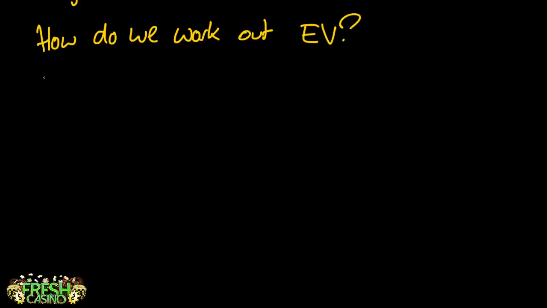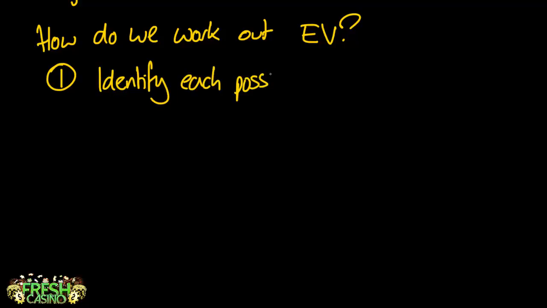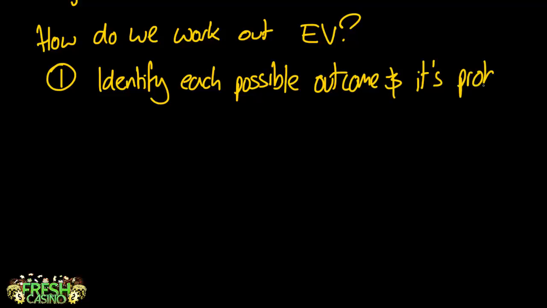To work out EV, there are 3 main stages, and you've really got to focus now, because these stages you have to remember and eventually just be able to do them in your head at the click of a finger. First of all, you identify each possible outcome and its probability.